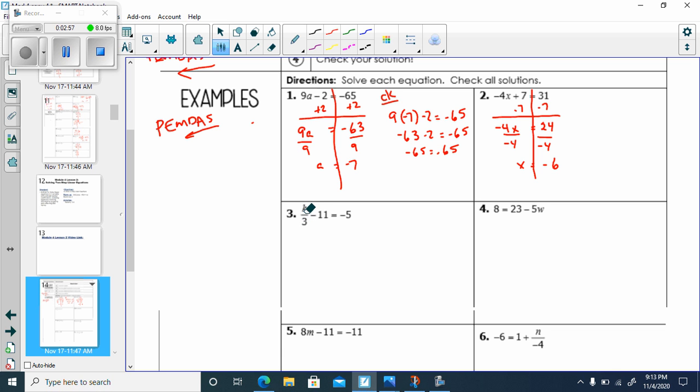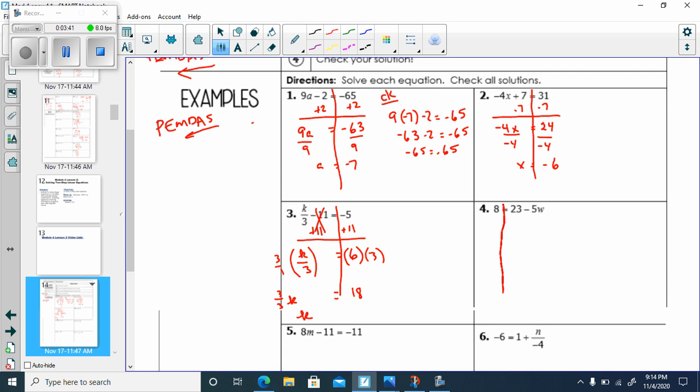On number 3, I've got k divided by 3 minus 11 equals negative 5. Let's solve for k, which is our variable. We'd add 11 to both sides. That gives me k divided by 3 is equal to 6. Okay, now when I divide by something, the opposite of dividing is to multiply. This 3 over 1 would give me 3 over 3k, which is 1k, or just k. 6 times 3 is 18. So k is equal to 18.